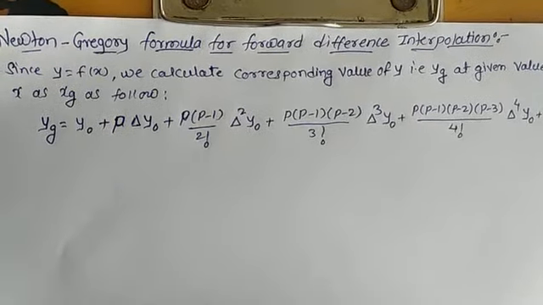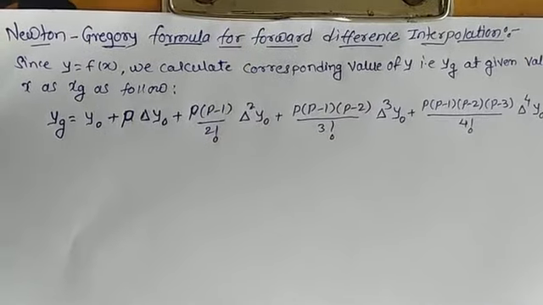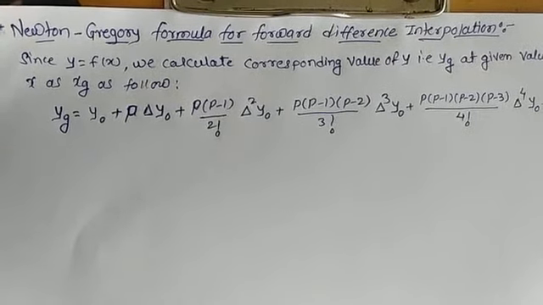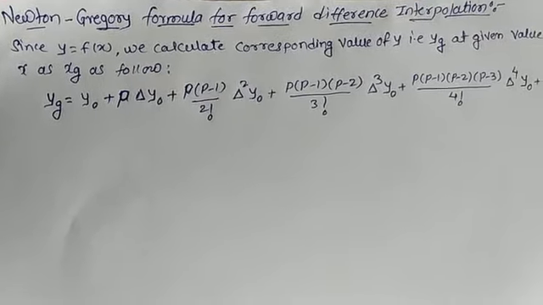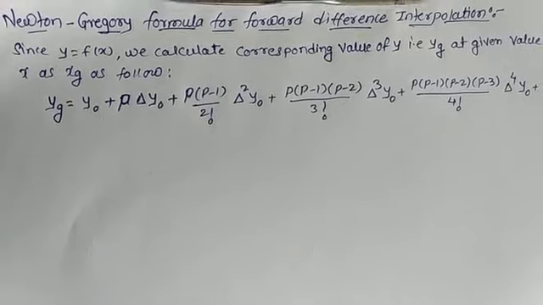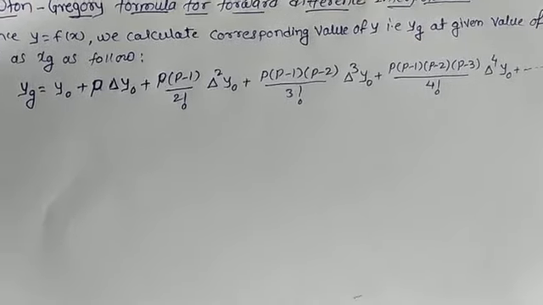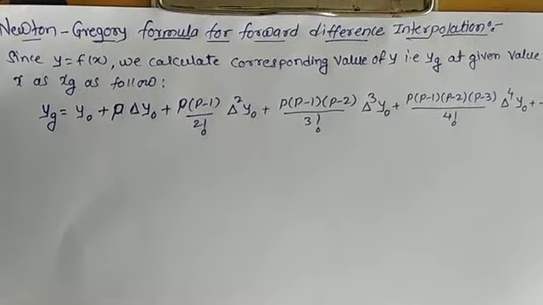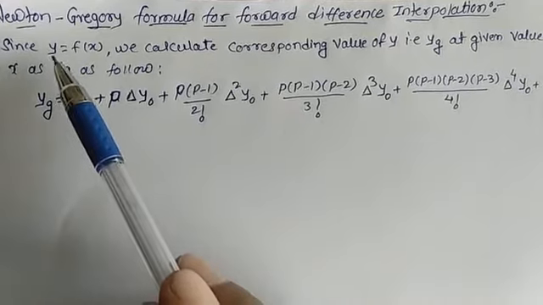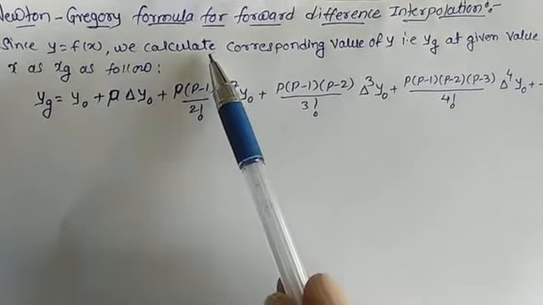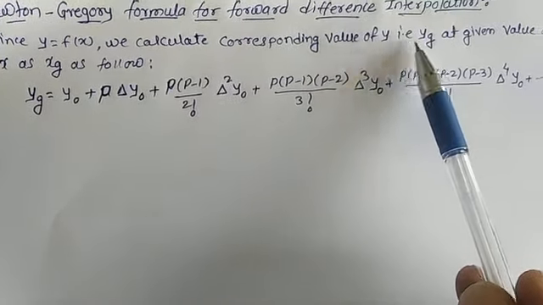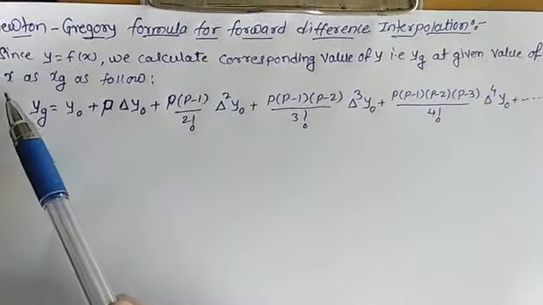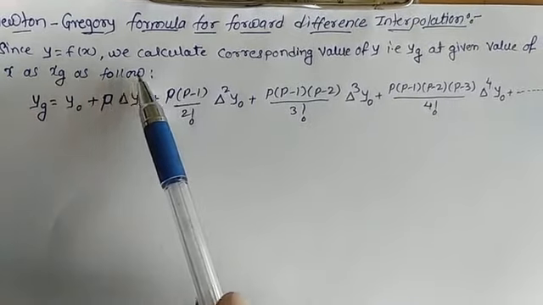Hi everybody, today we are going to study examples related to Newton's forward difference interpolation formula. Now the Newton forward difference formula for interpolation is here. Since y is equal to f of x, we have to calculate the corresponding value of y, denoted by yg, at a given value of x, denoted xg, as follows.